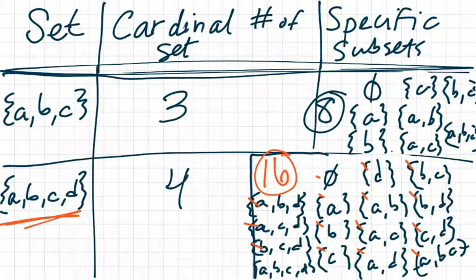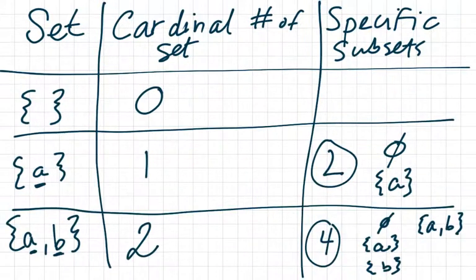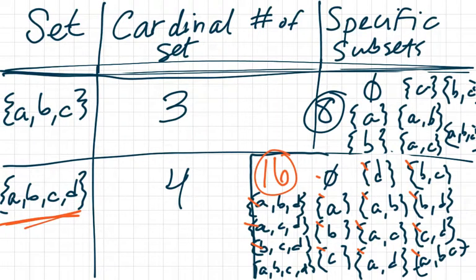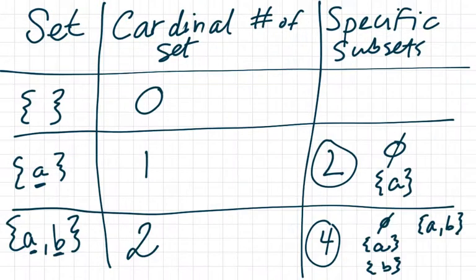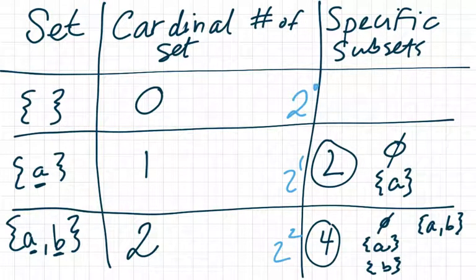So we can see a pattern. Let's look back: 2, 4, 8, 16. Well, 16 is 2 to the 4th. 8 is 2 to the 3rd. 4 is 2 to the 2nd. 2 is 2 to the 1st. So looking back here, when I come here, I have 2 to the 0th power, which is 1. Any number put to the power of 0 is equal to 1.